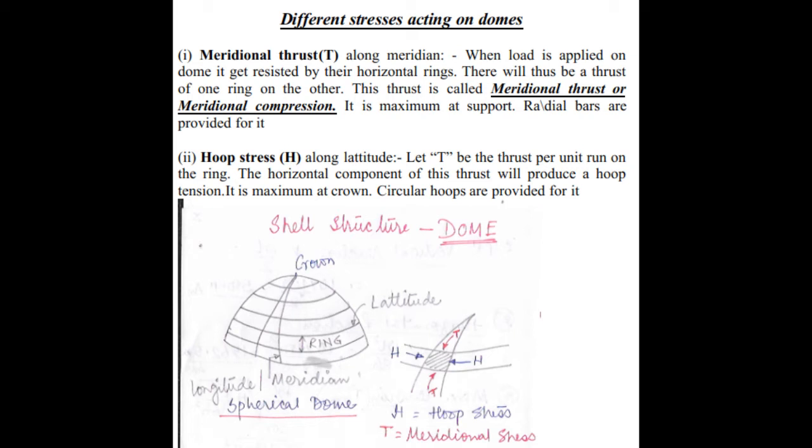Let us see what is hoop stress. Hoop stress is denoted as capital H. It acts along the latitude. If T, capital T, is the thrust per unit run on the ring, the horizontal component of this thrust will produce a hoop tension. This hoop tension is maximum at the crown, and circular hoops are provided for it. So from this slide, what is our takeaway? Meridional thrust is maximum at the support. Hoop stress is maximum at the crown.